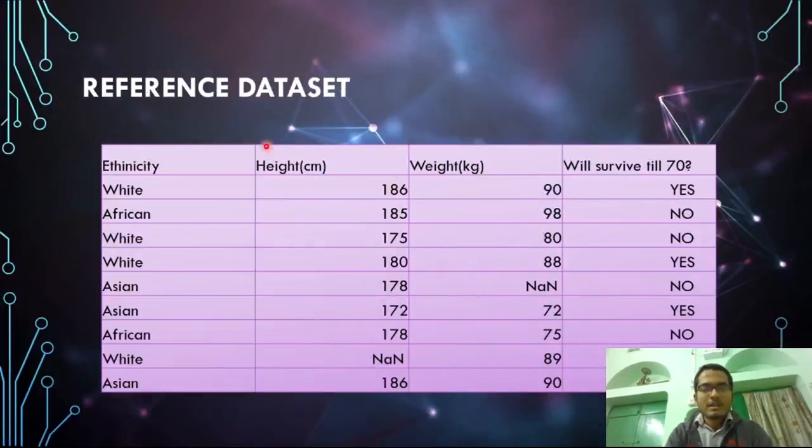So this is the reference dataset which we are going to use. Ethnicity and height weight will survive till 70s. I have the same dataset that was there in my previous video, only the first two rows were there. Here I have made quite a few number of rows, so you can see some of the null values are there.